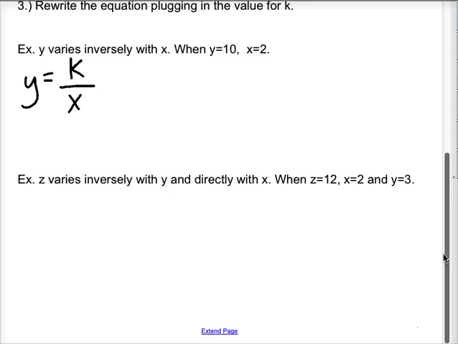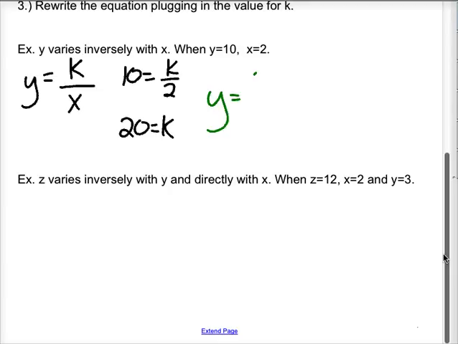Now, it also tells us when y is 10, x is 2. So let's plug that in. So when y is 10, x is going to be 2. Well, that's enough information to find k. I can just multiply that 2 over. So now not only do I have the structure of my equation, now I have my k. So my final step is taking that and putting the k in.